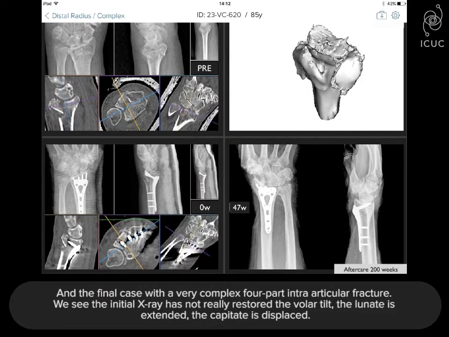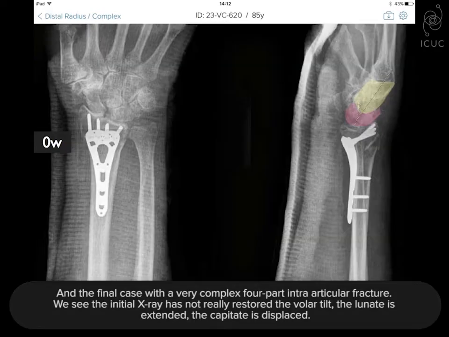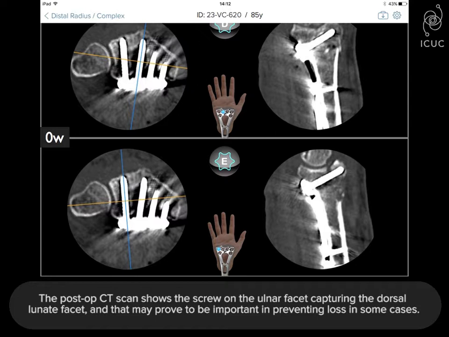And the final case with a very complex 4-part intra-articular fracture. And we see the initial x-ray has not really restored the volar tilt. The lunate is extended, the capitate is displaced. The post-op CT scan shows the screw on the ulnar facet capturing the dorsal lunate facet, and that may prove to be important in preventing loss in some cases.